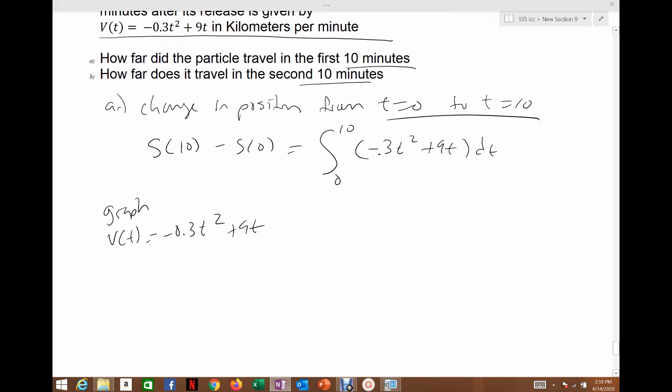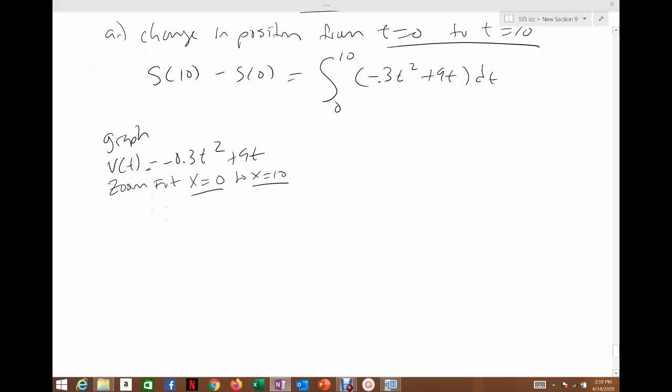So when I set up my window, I'm going to do a zoom fit, with 0 as my minimum and 20 as my maximum, so the edge of my page would be 20. It starts here, comes up, and then looks like it comes back down. That would be the edge of your graphing calculator.